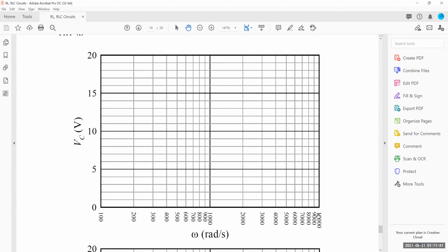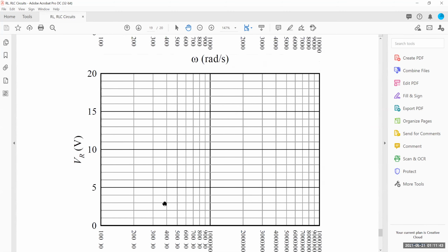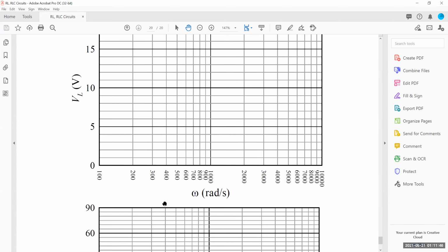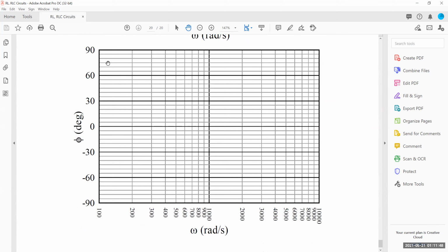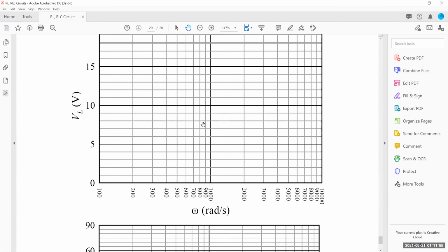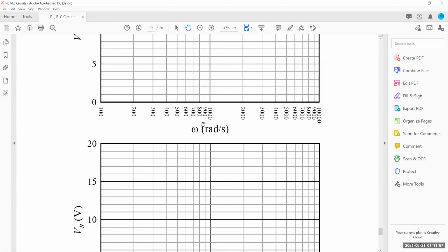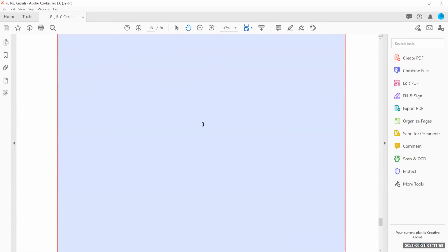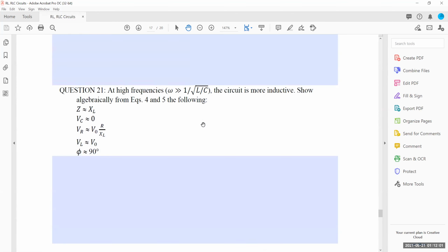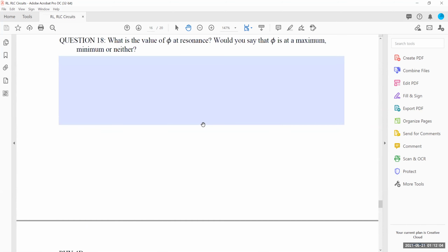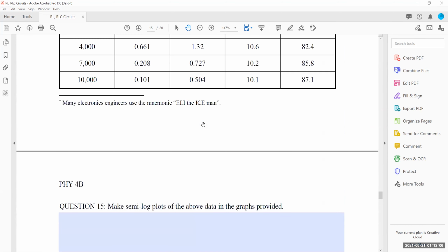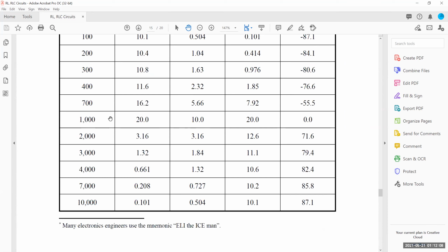Okay, so this is VC, this is VR, this is VL, and this is phi. This is the phi that I was talking about. It should be something like this. At around the resonance frequency, it should go back to 0. And where is the resonance for this circuit? It should be when the voltages are maxed, when one of them is out of phase with the other. Let me go back to the data. So this value is actually the resonance value in here. The phase is exactly 0 in this case.